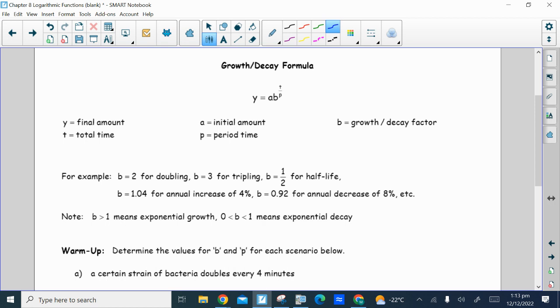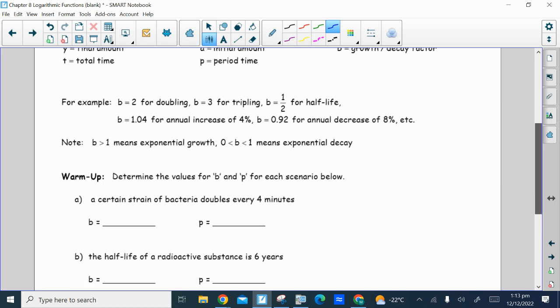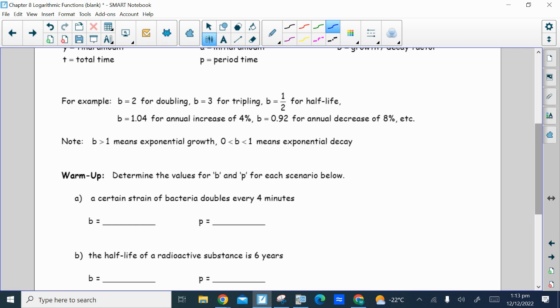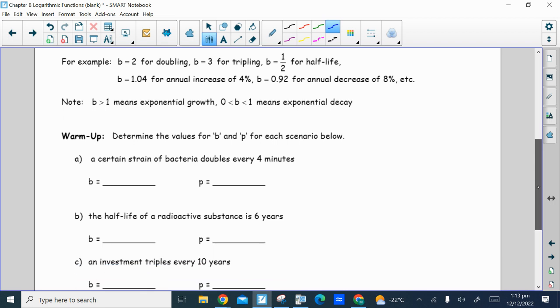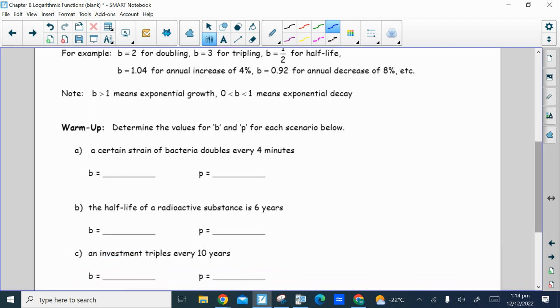If you have an annual increase of 4%, that's 100% plus 4% more. That's where the 1.04 comes from. An annual decrease of 8% means you're maintaining 92% of what you had. So then b would be 0.92. We've talked about the fact that when b is greater than 1, you have growth. Between 0 and 1, that means decay. So just some practice with b, the base, and p, the doubling period.